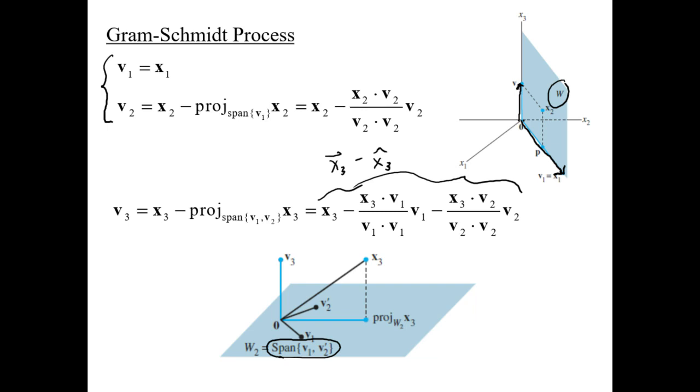So if W2 is this vector space that's the span of these first two vectors, V3 is this vector that's orthogonal to the first two. So this process allows us to do this. Okay, so let W be the span of these two vectors. Let's find an orthogonal basis.